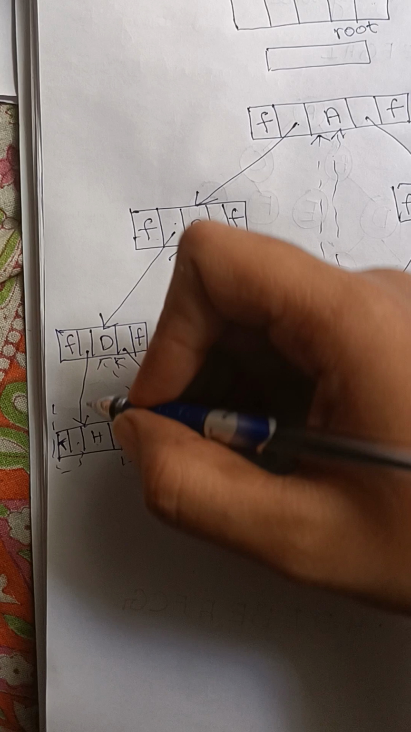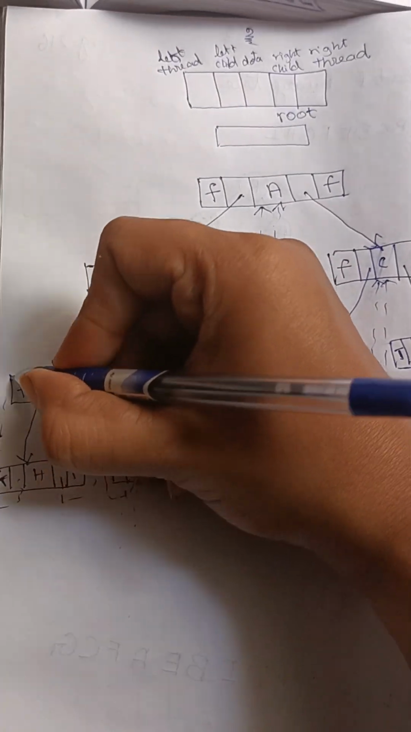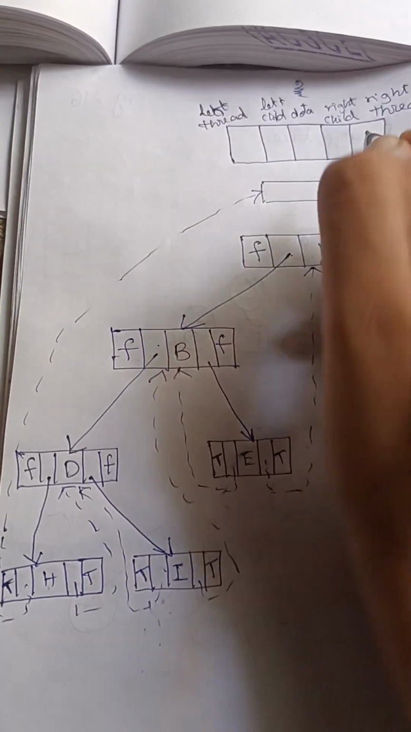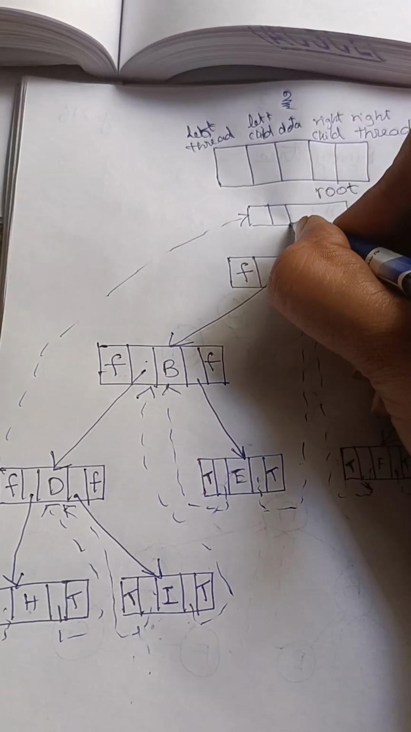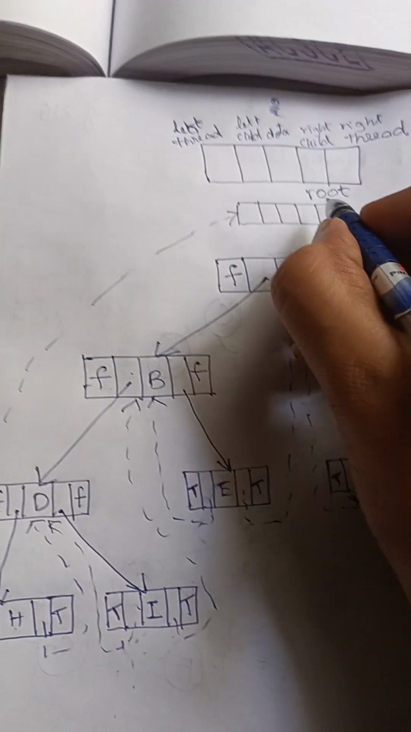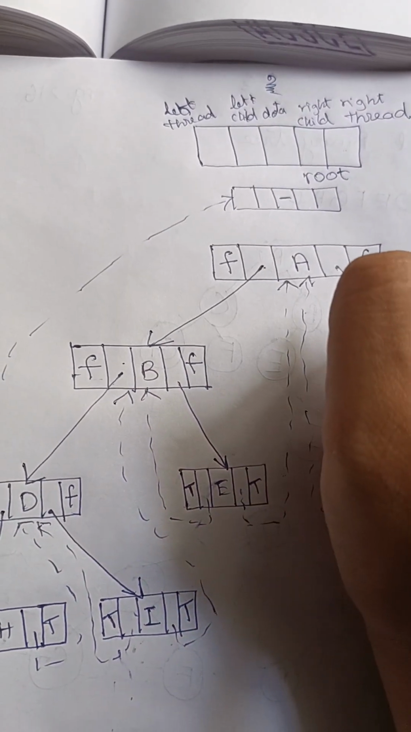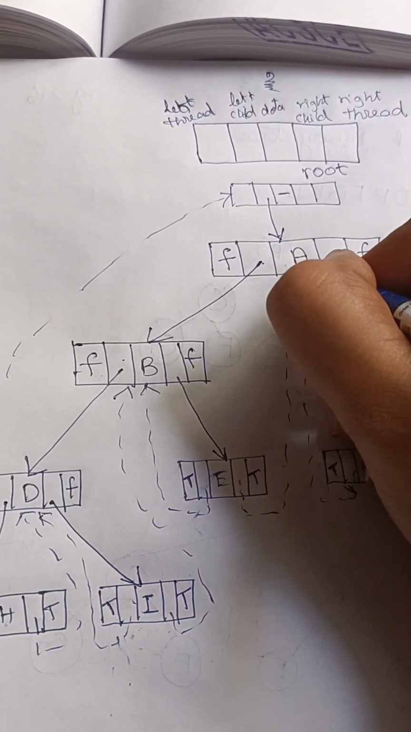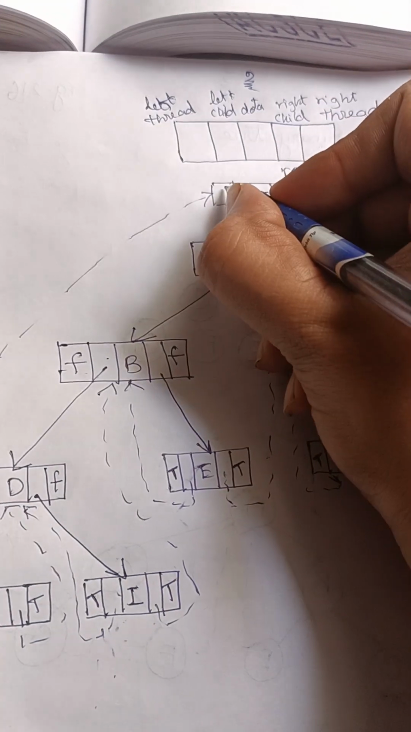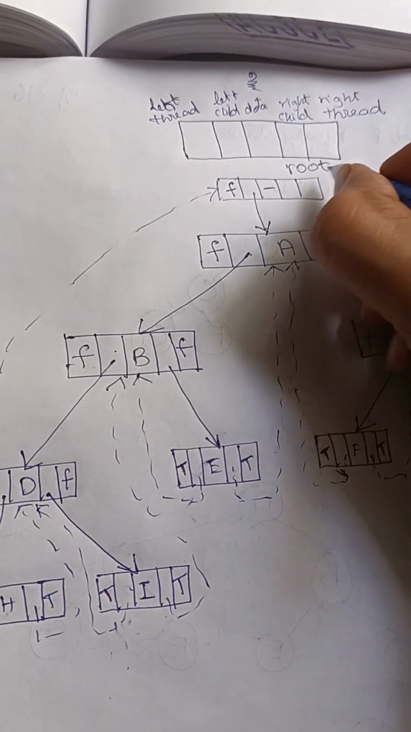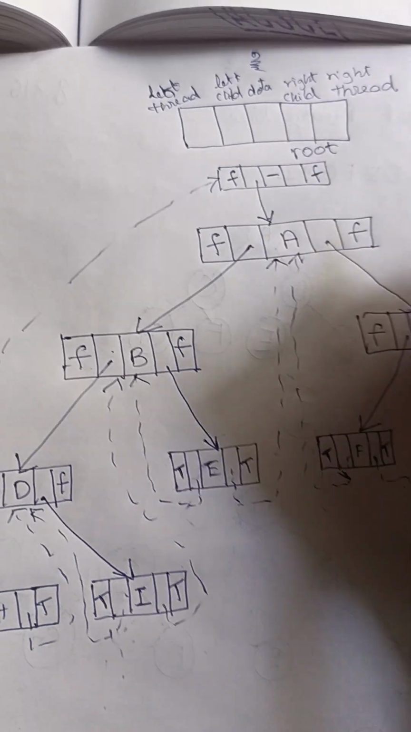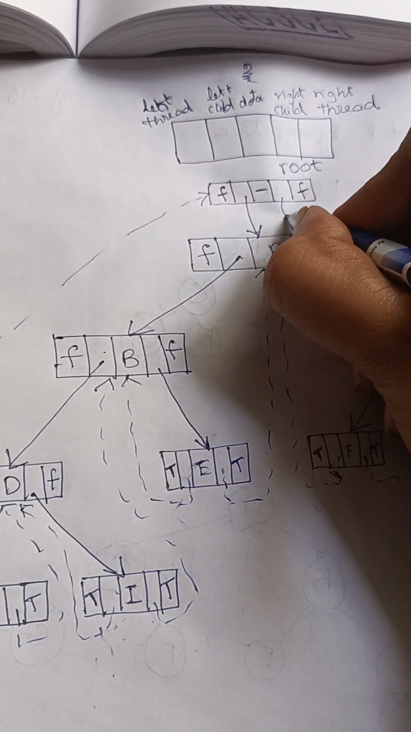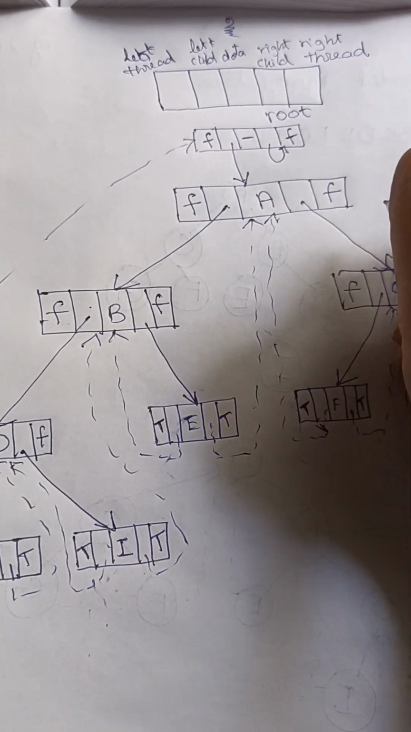Now this will point to that root node. This will point to that root node. Okay, this doesn't have any data. Its left child will be the actual root of your tree. Okay, it doesn't have any left thread or right thread. Okay, it doesn't have any right child also, so we will keep it as a null pointer.